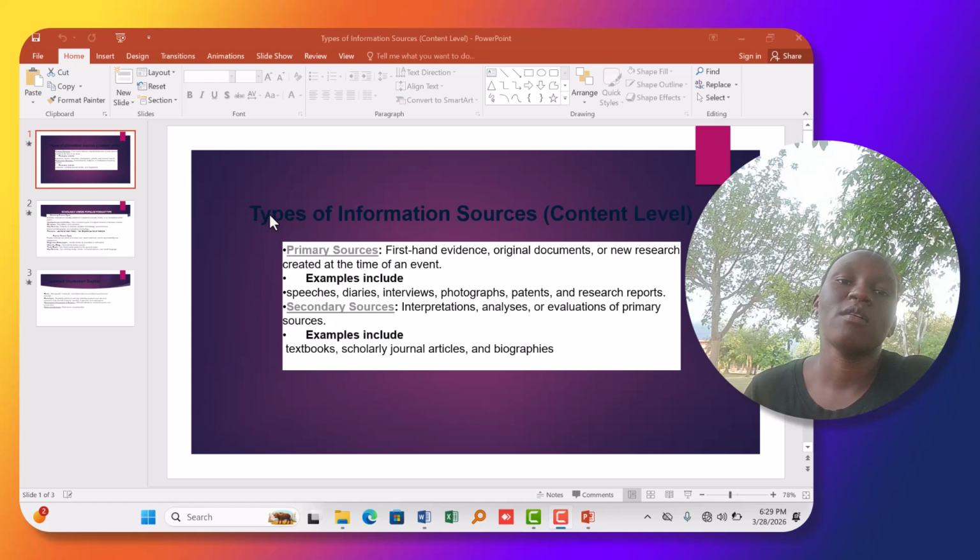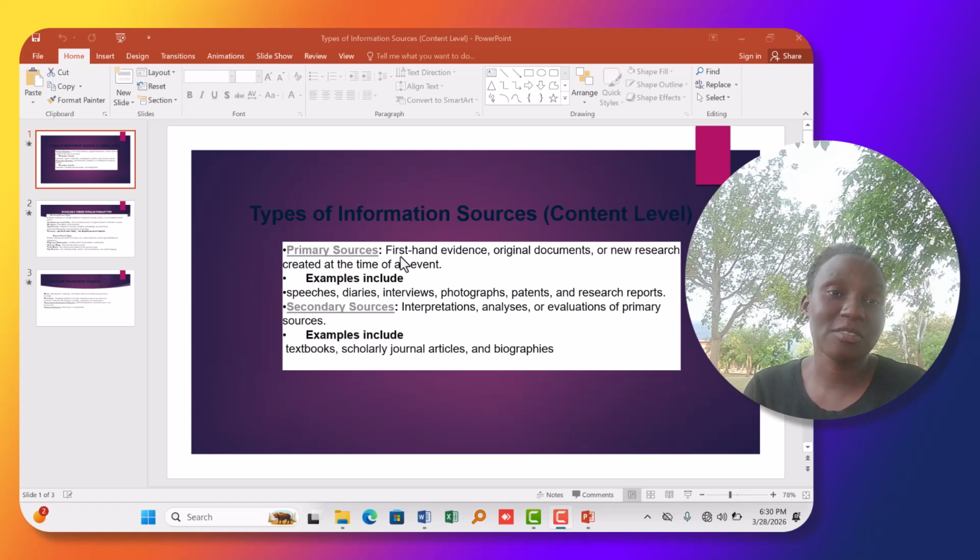So first of all, the first information source that we have is the primary sources. The primary source of information is the original source of the information, where you get the information from. Like here we have our explanation here. The primary sources is a first-hand evidence, original documents, or new research created at the time of an event.